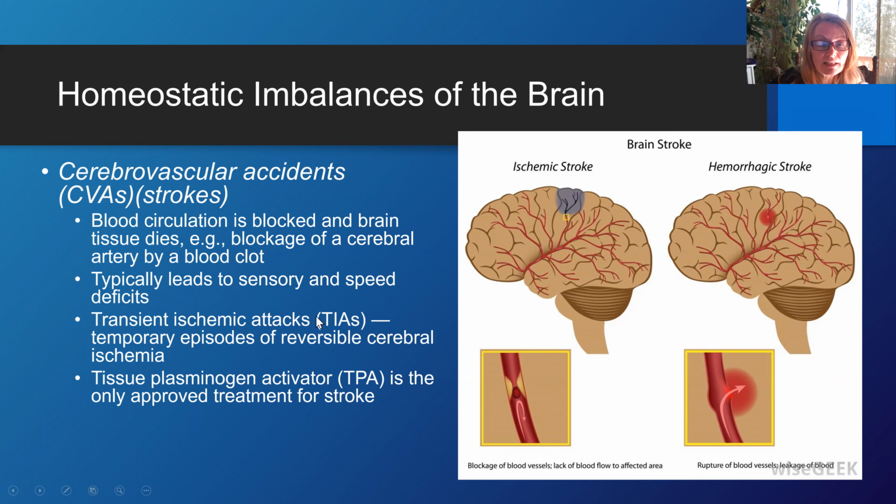And we have what we call TIAs. Those are temporary episodes of cerebral ischemia. We call them mini strokes. And that's when we block an area of the brain from getting oxygen for a short period of time, and then it's reversible. And TPA is the only approved treatment for a stroke. It's tissue plasminogen activator, and it will dissolve the clot.